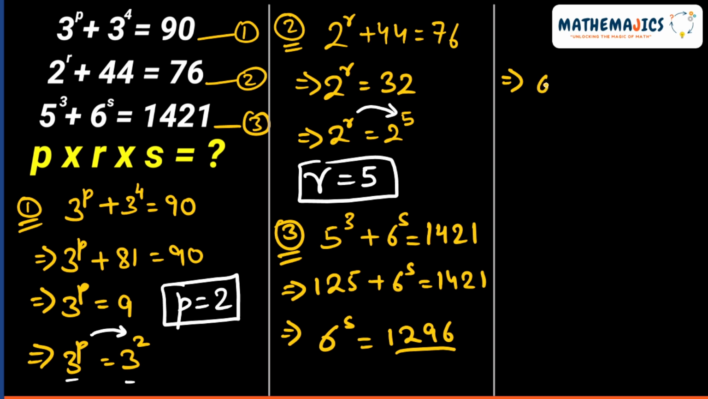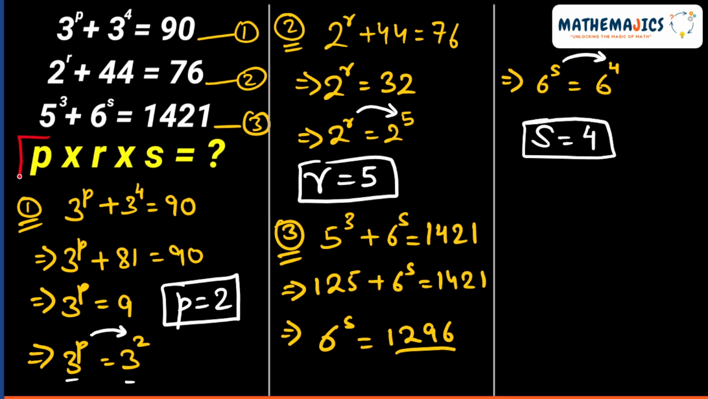Correct. Now let's see how we can write 1296 in terms of power of 6. We can write 1296 as 6 raised to power 4. Now as we did in the first and second part, we will be doing the same thing here. S will be equal to 4.